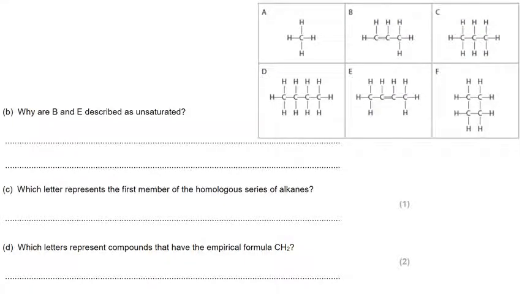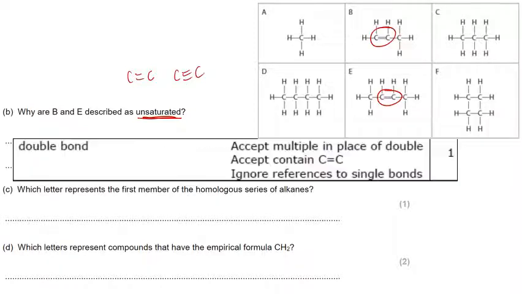Okay, B. Why are B and E described as unsaturated? Now, if you remember the definition of saturated, you can remember the definition of unsaturated. Saturated means all bonds are taken up, so only single bonds. So unsaturated means the opposite. That means you're going to get some double bonds or triple bonds. In this case, we have double bonds. B and E have double bonds.